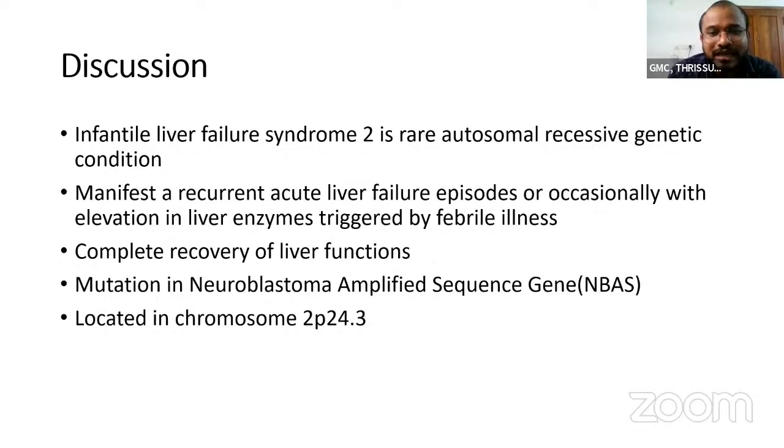Infantile liver failure syndrome 2 is a rare autosomal recessive genetic condition. It is manifested as an acute liver failure episode or occasionally with elevation in liver enzymes, which is triggered by febrile illnesses, and there is a complete recovery of liver function after that. In this condition there is a mutation in the neuroblastoma amplified sequence gene, the NBAS gene, located on chromosome 2.